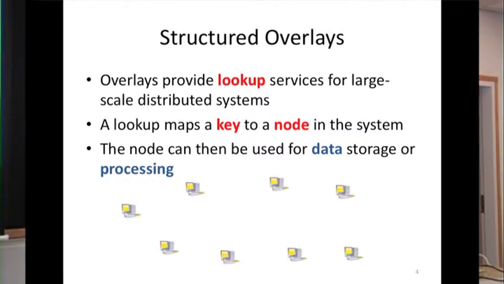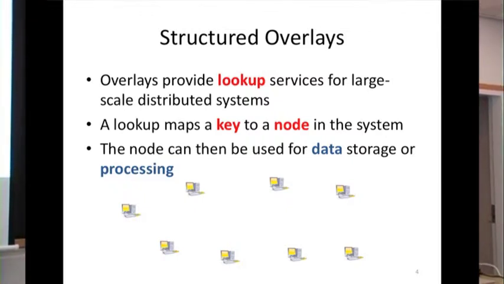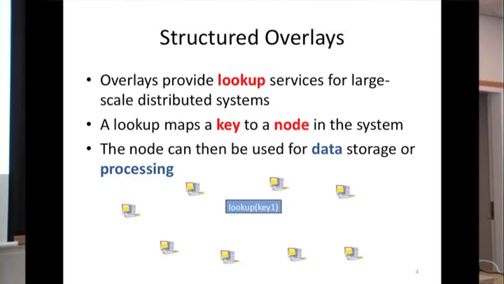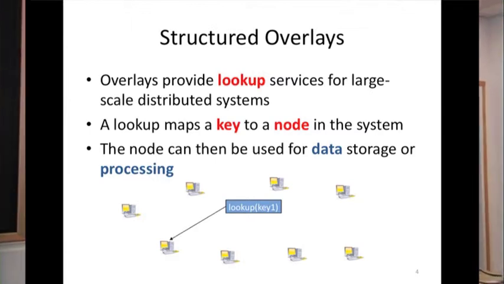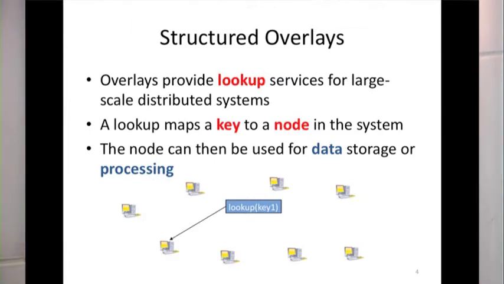So for example, let's say these are thousands of machines, and you want to look up, let's say, key 1. The structured overlay will tell you, this is the node that it maps to. Similarly, you can have other keys that will map to different nodes.